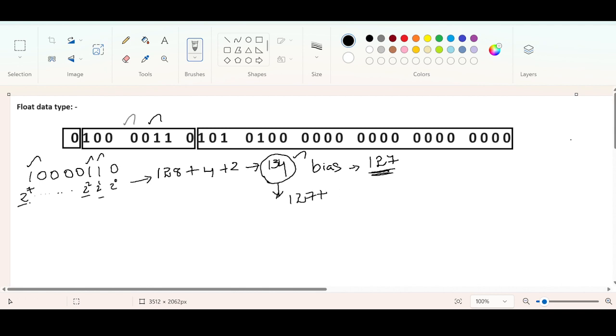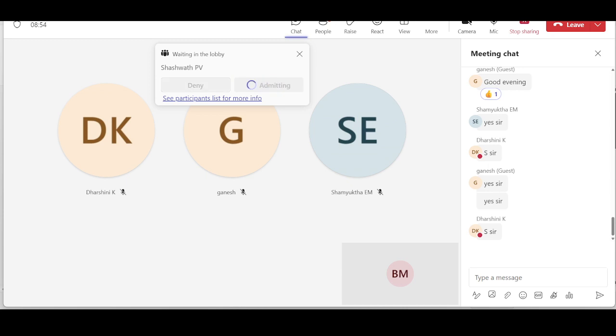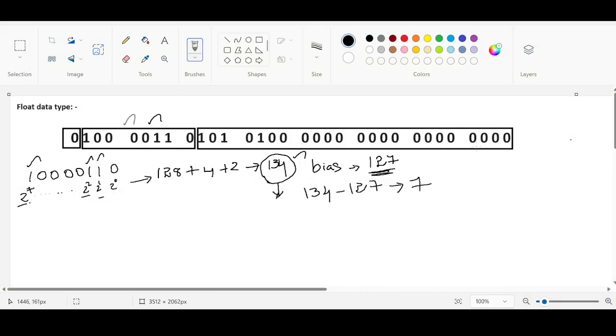Instead of 127 plus x, I can say 127 plus e. To extract this e, I can do the other way: I can simply subtract 134 minus 127. I will get the exponent value, which is e. In our case, the value is going to be 7. So we have found this exponent value. This value is representing the exponent number. So this part is solved.